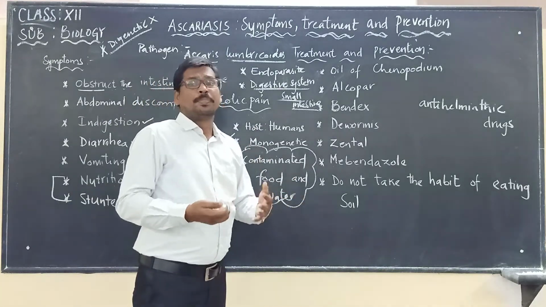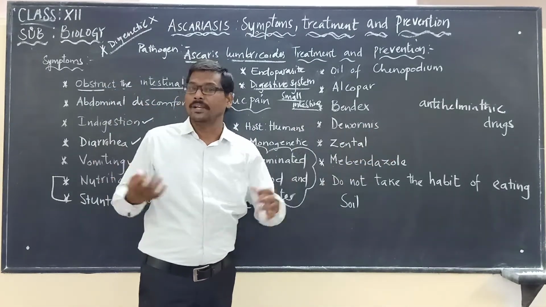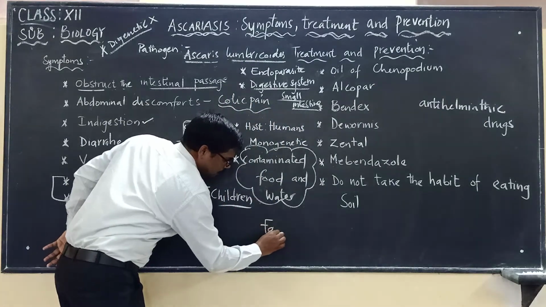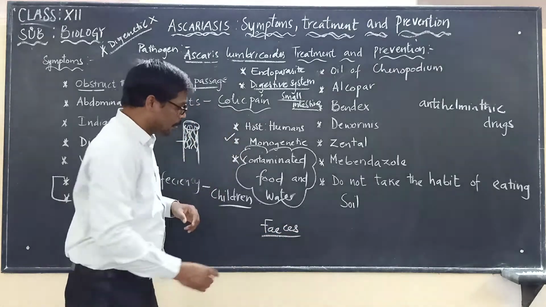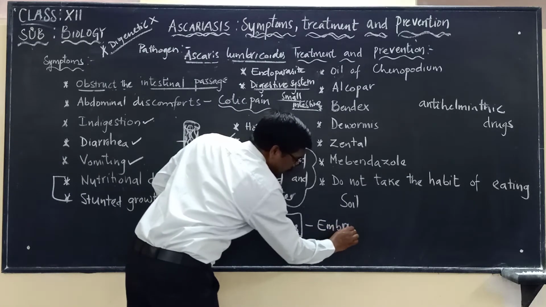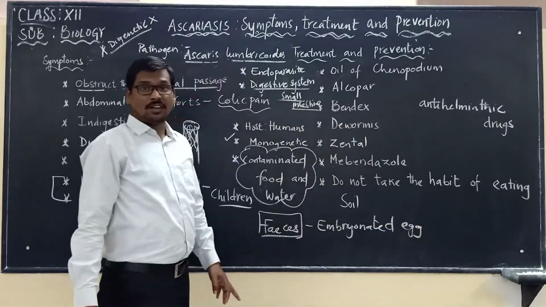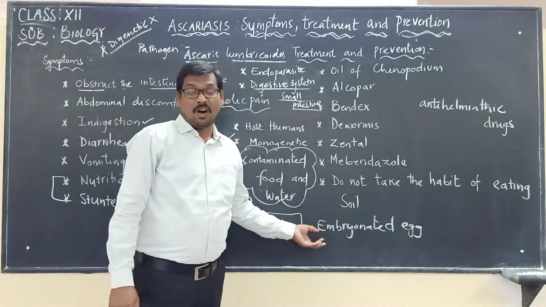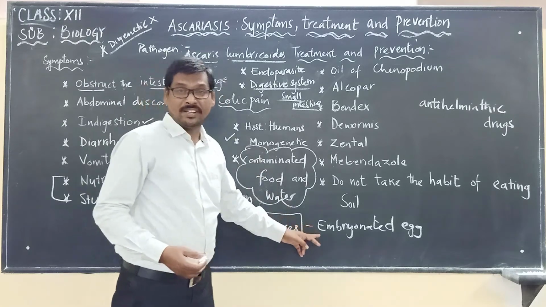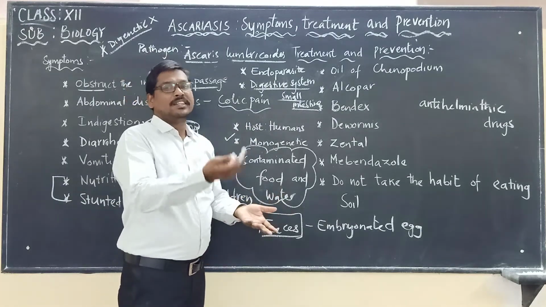It is all because there are many people who defecate outside in public places. When the feces contain embryonated eggs, there are chances that these can be carried by mechanical vectors or through drinking contaminated water. Food visited by mechanical vectors can carry these embryonated eggs and they will drop on freshly prepared food. Then they may enter into our body.